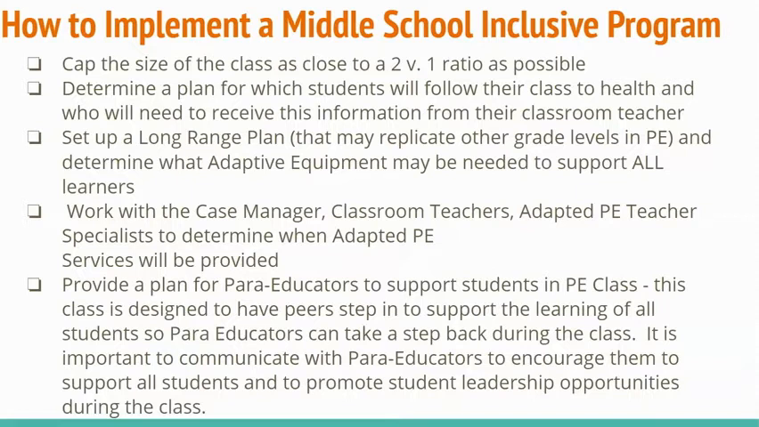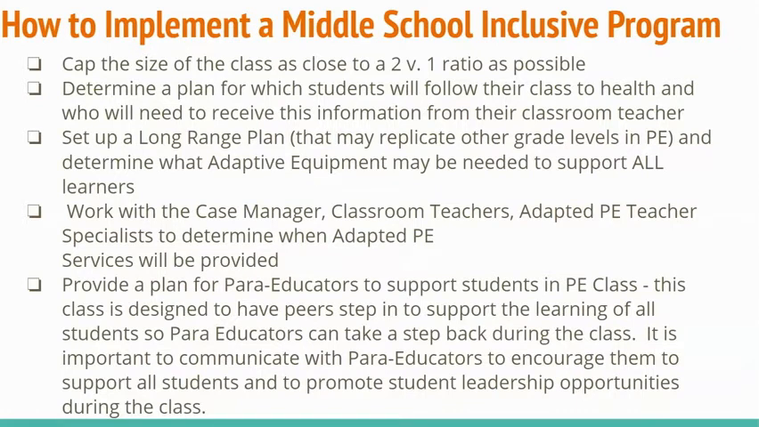If you can't get that ratio, it's understandable, but it's also important for the PE teacher to work with their teammates so that they have a decent number of students. We don't like to see the class go over 30 students. It becomes a little bit harder to manage with some of our middle school inclusive kits that we'll talk about, and also with just general equipment for PE.